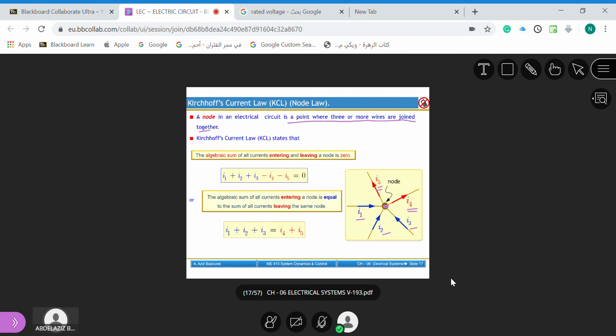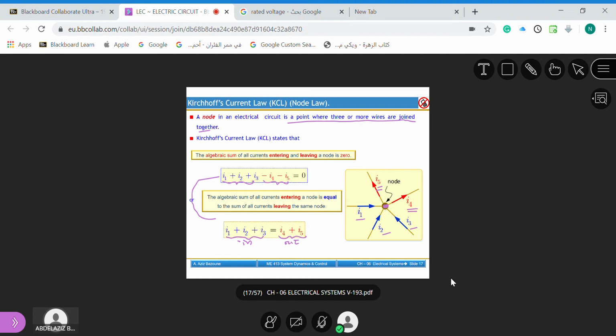If we take a sign convention, let's say, for example, positive sign for current in and negative sign for current out, we can write: I1 plus I2 plus I3 minus I4 minus I5 is equal to 0. We can also write it in this form: I1 plus I2 plus I3 is equal to I4 plus I5. These are the currents coming in on the left-hand side, and these are the currents coming out on the right-hand side.